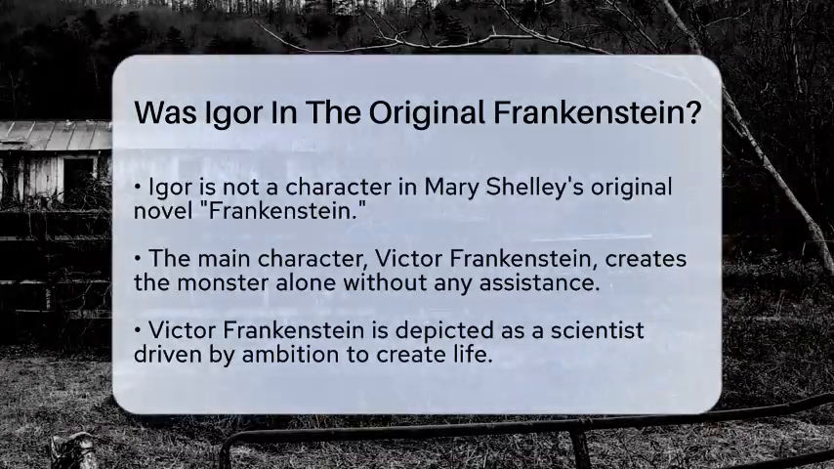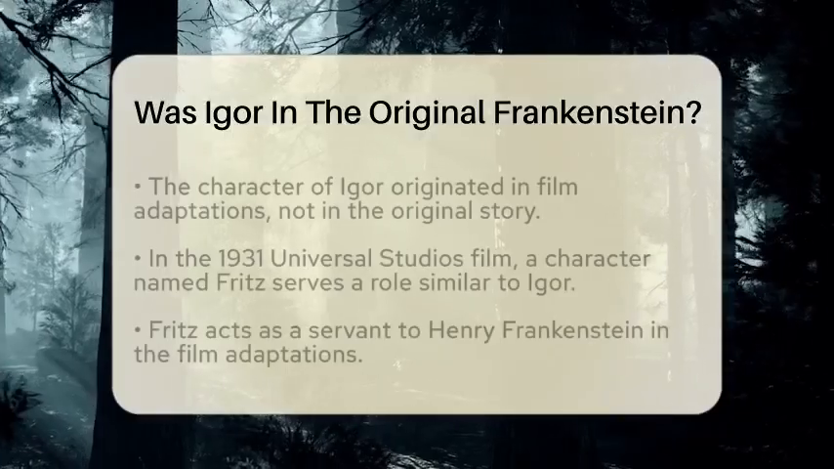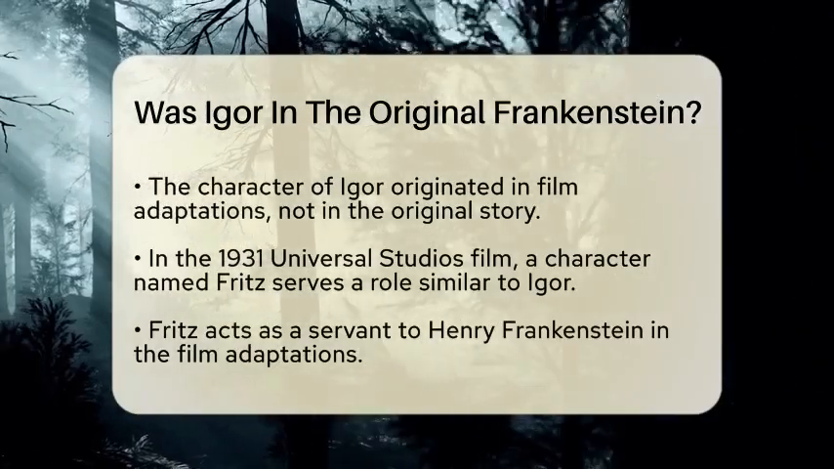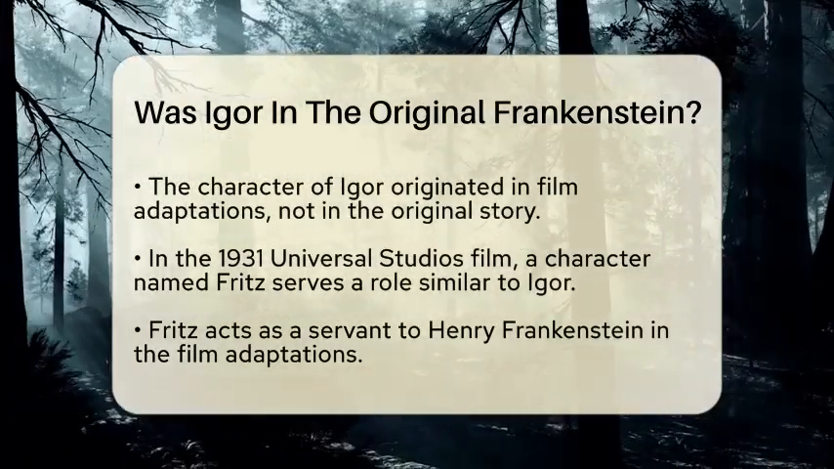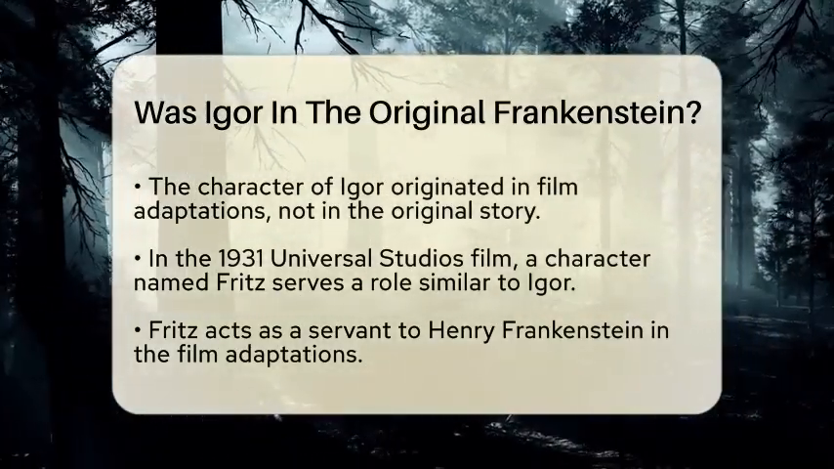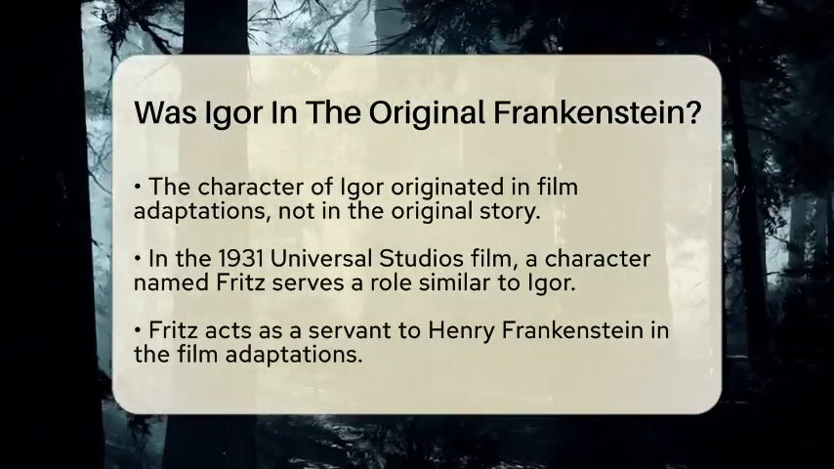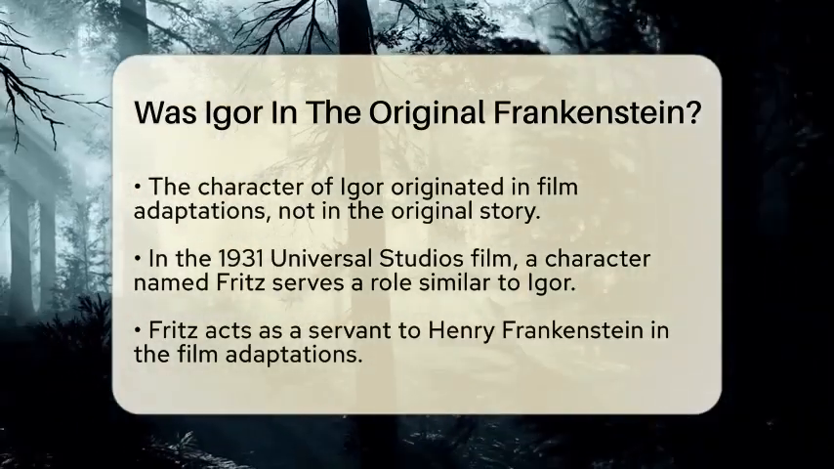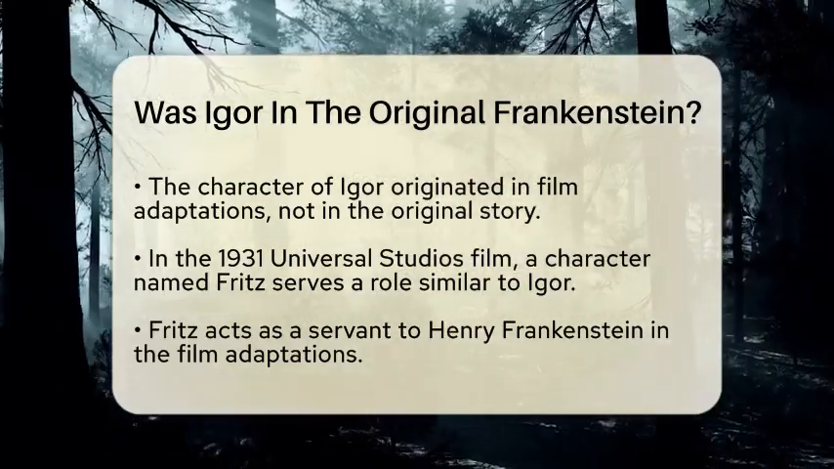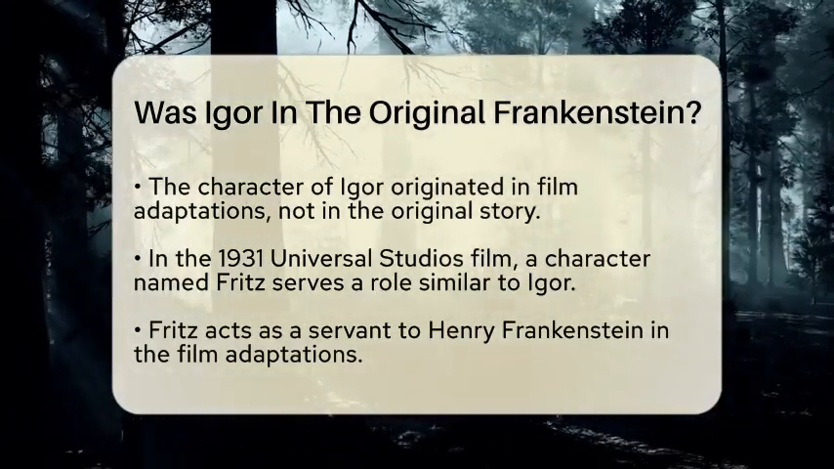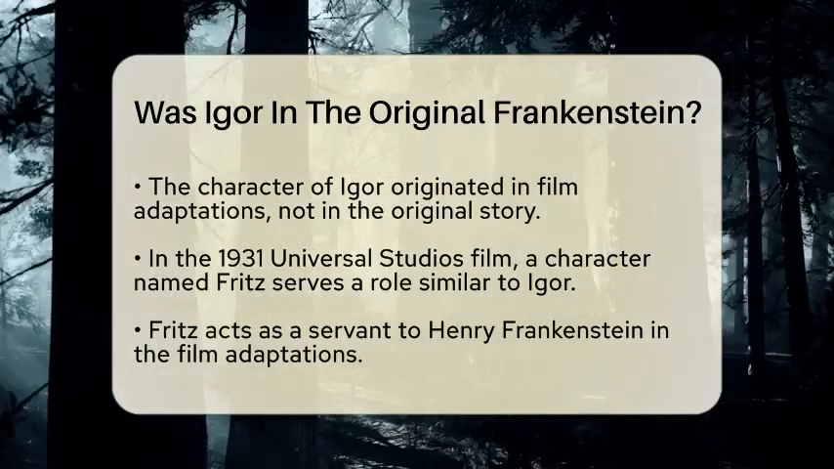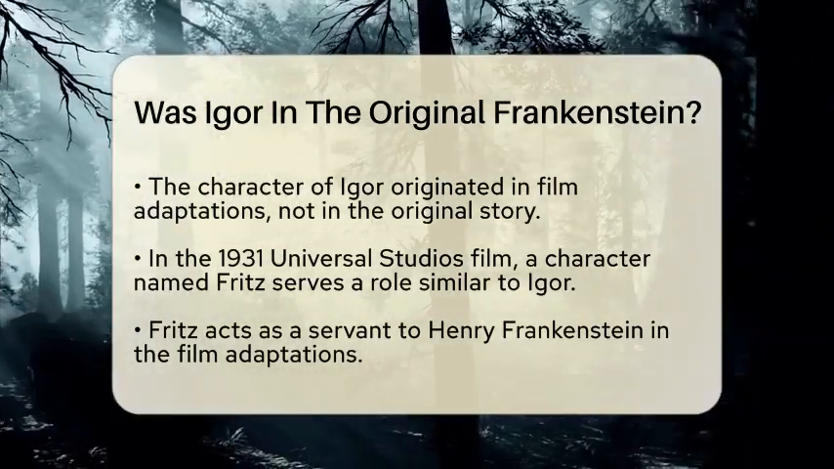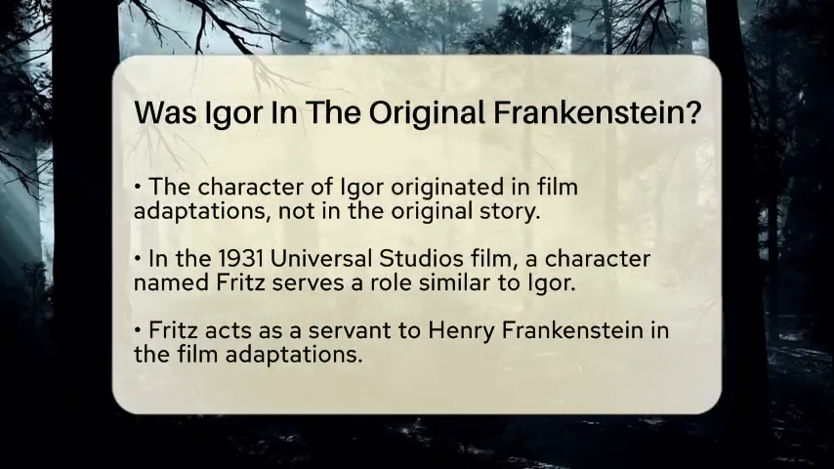In the original novel, after creating the monster, Victor Frankenstein suffers a nervous breakdown and is cared for by his friend Henry Clerval. However, Henry Clerval had no involvement in the creation of the monster and was unaware of its existence until it was too late. So, to answer the question, Igor is not a character in Mary Shelley's original novel, Frankenstein. He is a creation of later adaptations and interpretations of the story.